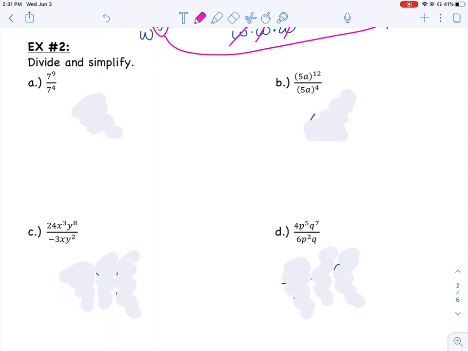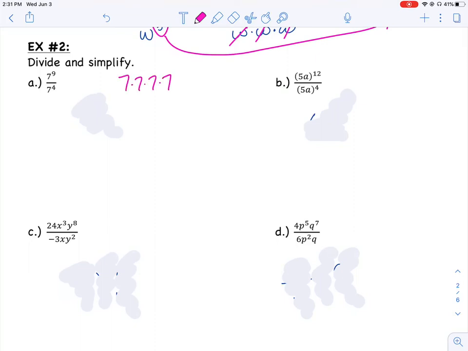On example number 2, we're going to divide and simplify. Part A says we have 7 to the 9th power divided by 7 to the 4th power. Remember, as long as those bases are the same, we don't want to reduce these 7s. Be careful with that. That's a common mistake. What that really means is that we have 9 7s in our numerator.